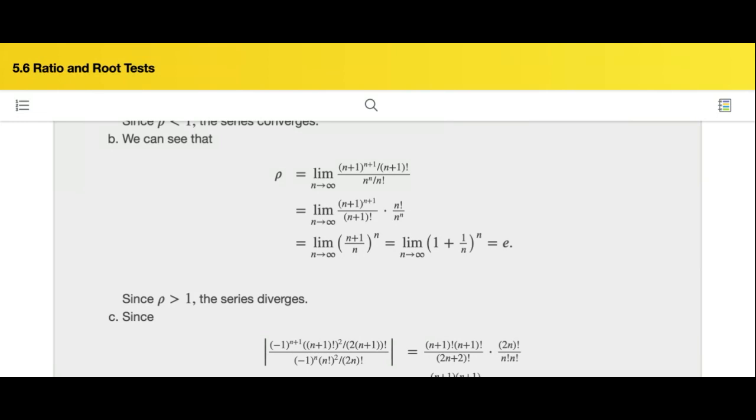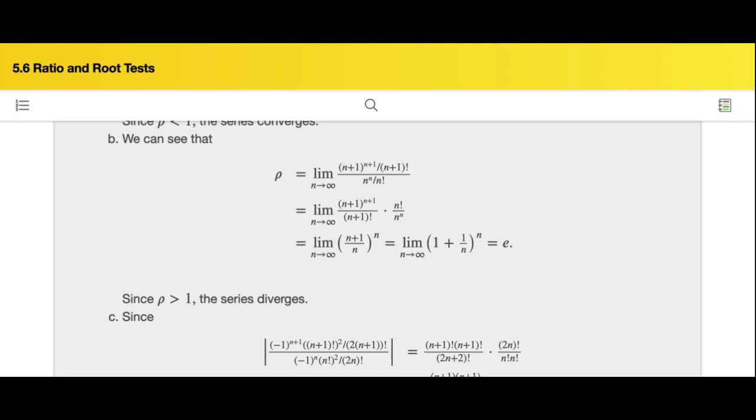Then we have n plus 1 in the denominator. n plus 1 raised to n plus 1, we can break it into n plus 1 raised to n times n plus 1. So in the numerator we have n plus 1, and in the denominator we have n plus 1. That becomes 1. So we're left with n plus 1 raised to n in the numerator and n raised to n in the denominator. Because both are raised to n, we can write that as n plus 1 over n, then both raised to n.